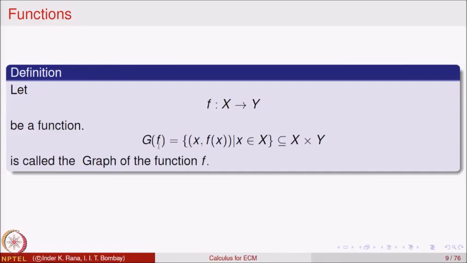The graph of the function is the set of all ordered pairs x comma y, where y is equal to f of x. F is a function, so x will go to y. So, f of x goes to y, f of x is equal to y. So, the graph is the set of all ordered pairs x comma f of x, x belonging to x. So, it is a subset of x cross y.